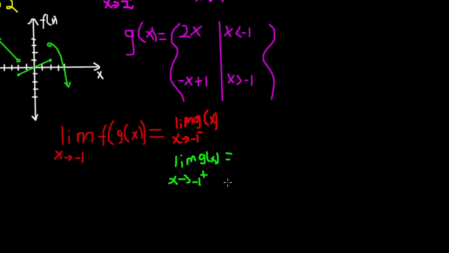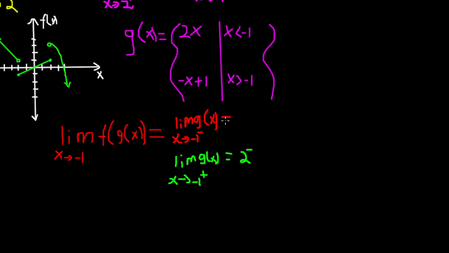And this one, we're going to do x is a little bit greater than negative 1. So negative 0.9. And we're going to use this side because it's greater than negative 1. So negative 0.9, we're going to plug that in. So we get 0.9 plus 1, which is 1.9, which is about 2 from the left, right? Because 1.9 is a little bit less than 2.